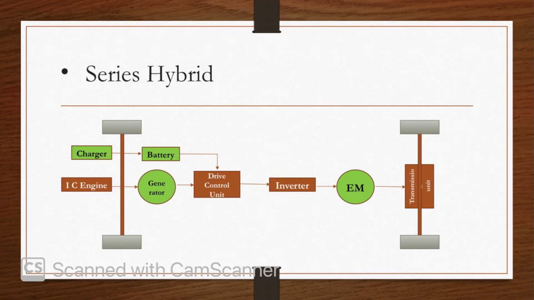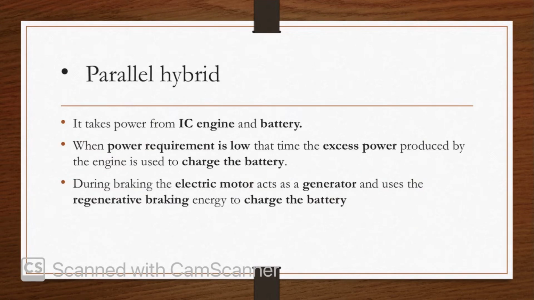Then we will see the second power flow type, which is from the IC engine. The IC engine generates the power in terms of rotations. These rotations are used to rotate the generator, and the electrical energy produced in the generator is given to the drive control unit, and the further power flow is the same as the battery power flow.